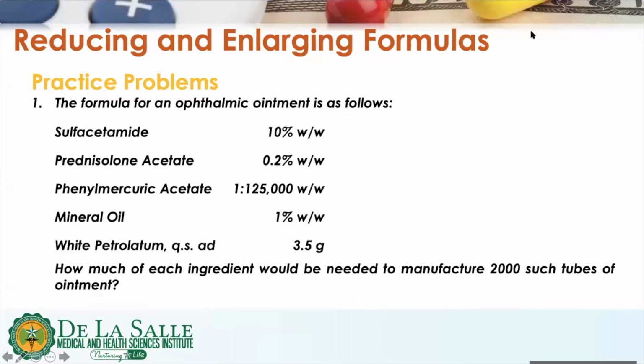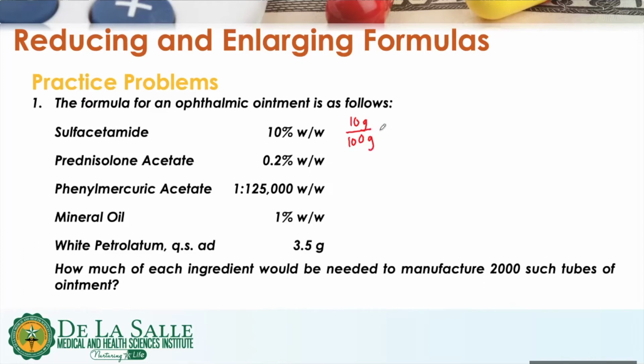Among the multiple ways to determine the amount of each ingredient in this particular formulation, there are two common techniques which are very easy to do. First, we can calculate the amount of each ingredient in one preparation of the ophthalmic ointment using the percentages that are stated in this particular formulation. Remember that when we say 10% weight in weight, it basically means 10 grams of the drug sulfacetamide are contained in 100 grams of the ointment.